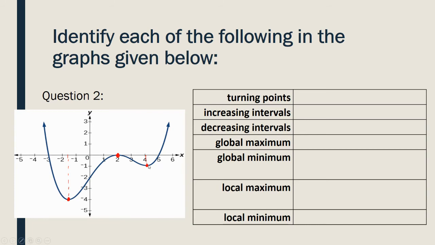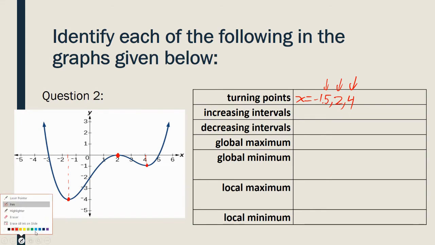So my turning points, again, are any point on the graph where the graph changes directions, okay? So the x values where I have turning points on this graph look like -1.5, 2, and 4. Those are where each of my turning points are. I kind of pointed this out on the last slide, but notice that these turning points will also be my global or local maximums and minimums when I get there. Those points will fall into one of those categories. And my increasing and decreasing intervals will be between and around those turning points.